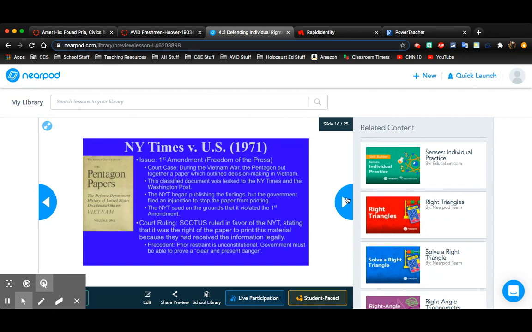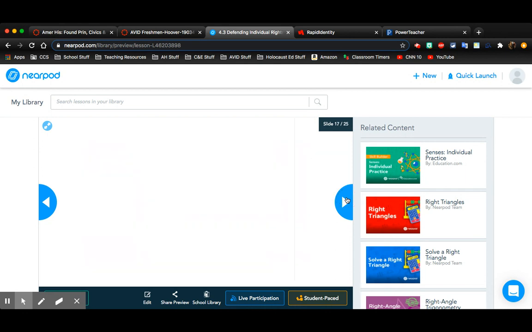There's actually a really good movie about this starring Tom Hanks and Meryl Streep that came out a few years ago. It's called The Post. There you go. So you can go and watch that if you want to.